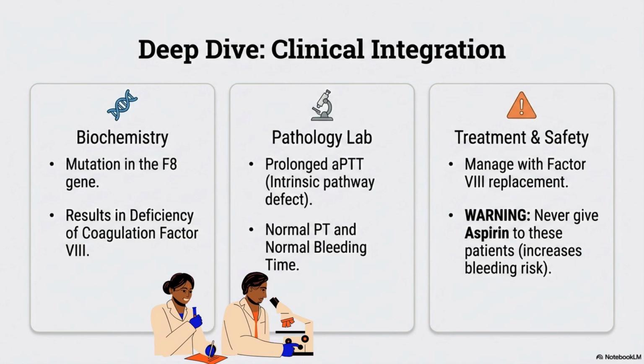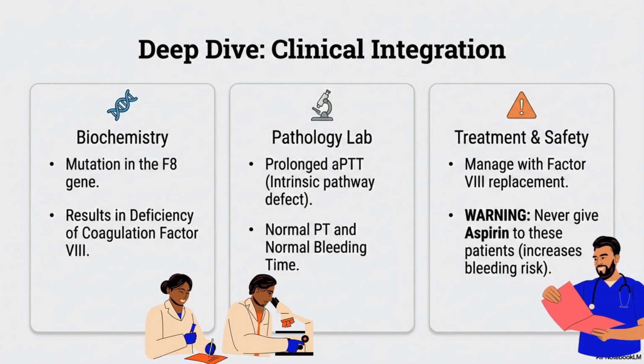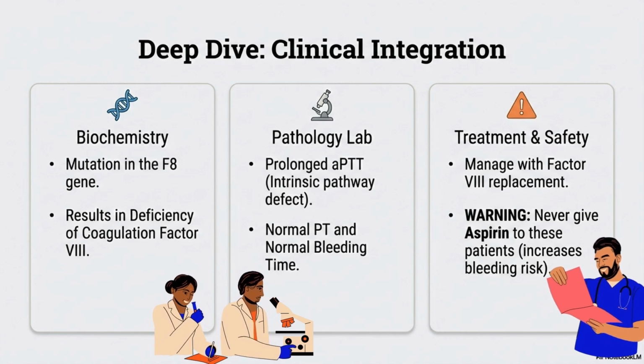Let's integrate this with biochemistry. Mutation in the F8 gene causes deficiency of coagulation factor 8. In pathology, you'll see a prolonged APTT, intrinsic pathway defect, but a normal PT and bleeding time. So moving on to medicine, the treatment involves factor 8 replacement. Never give aspirin to these patients.